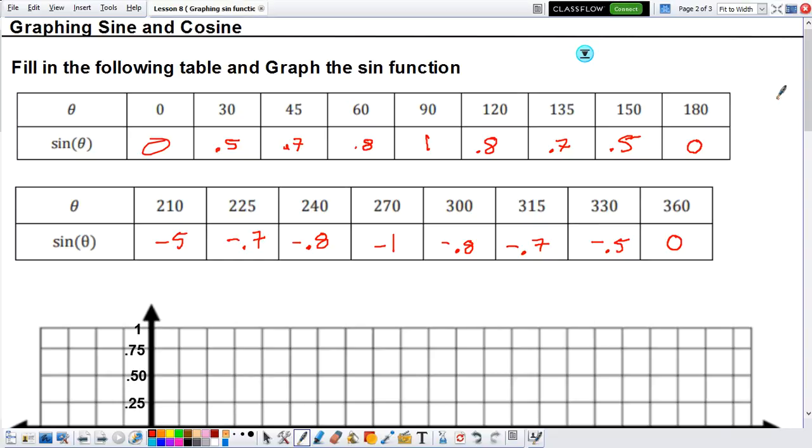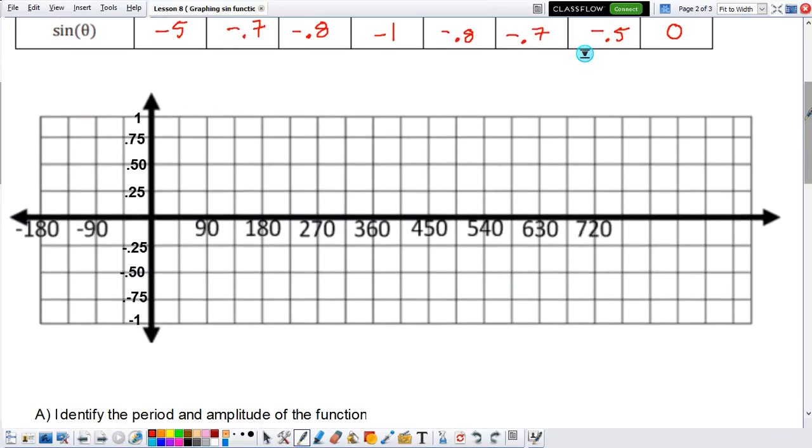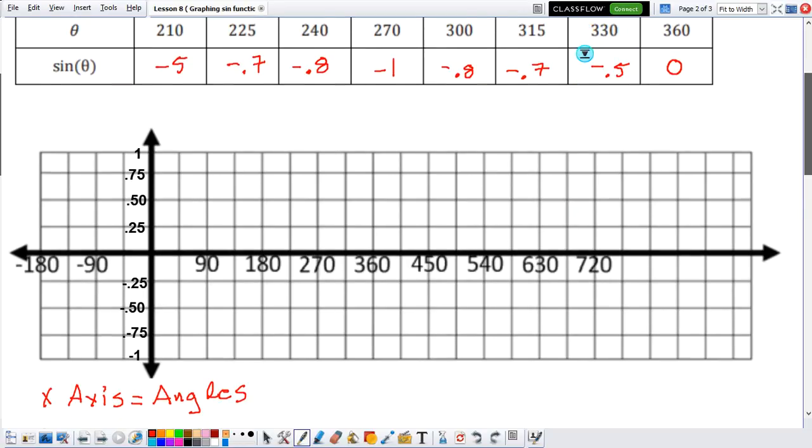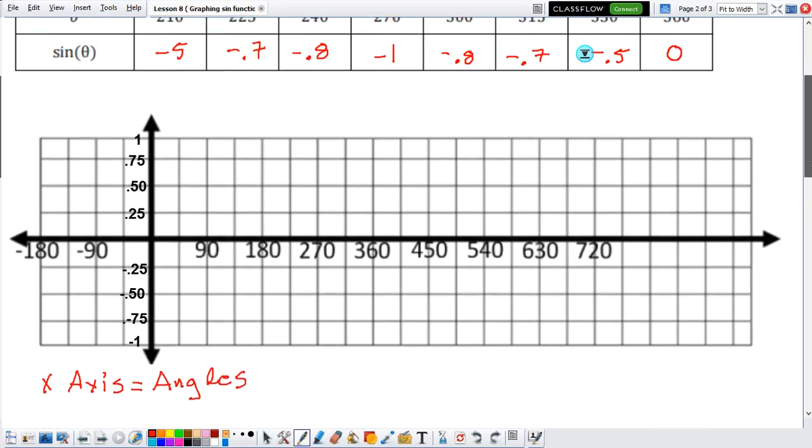So now we are going to put these values in our graph right here on the bottom. How do we read the table in order to find coordinate points? Well, when we're graphing any kind of trig function, your x-axis is always going to be your angles, and the y-axis is the actual values.